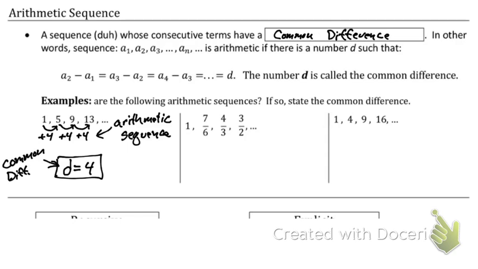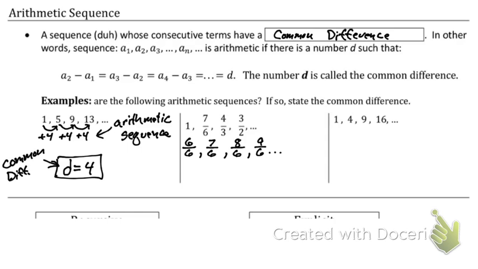A common denominator of this one is going to be 6. So we're going to change 1 to 6 over 6. We're going to have 7 over 6. We're going to have 8 over 6. And finally, we are going to have 9 over 6.